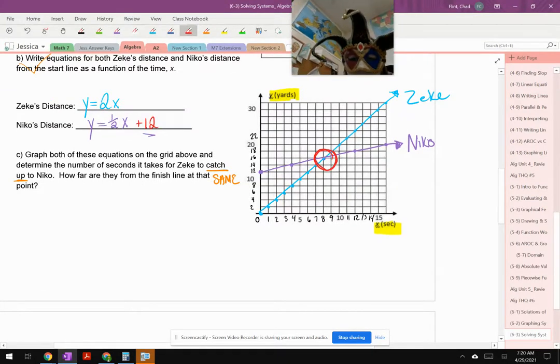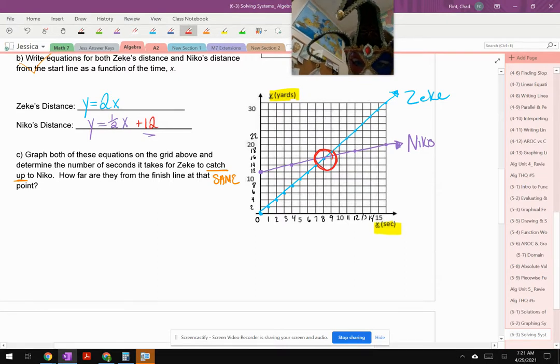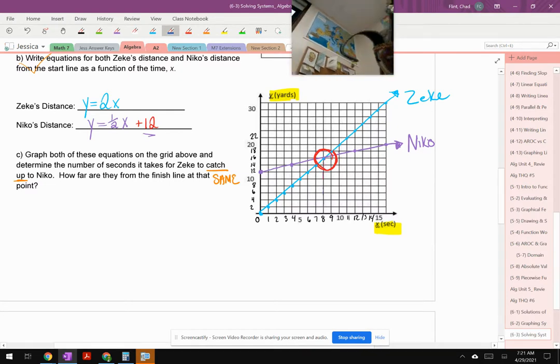All right, so we can see that we have our point of intersection, which is, again, what this whole unit is about, right there. So how many seconds did it take? Well, that point falls right on 8 seconds. So it takes 8 seconds to catch up.